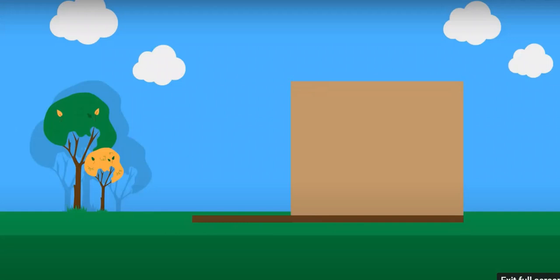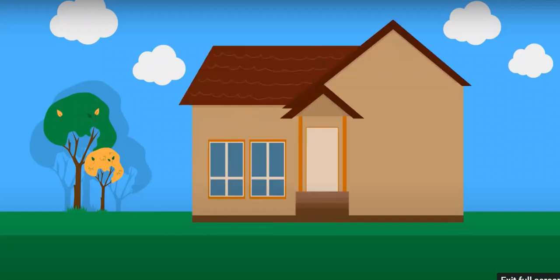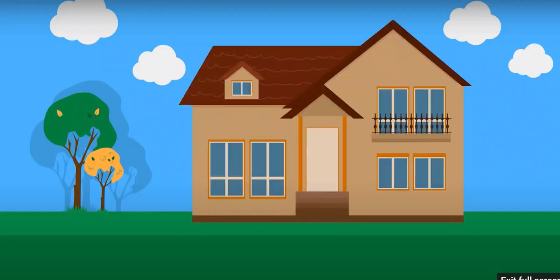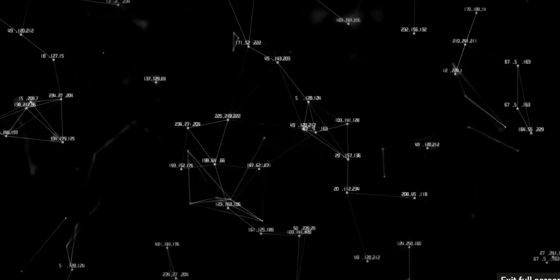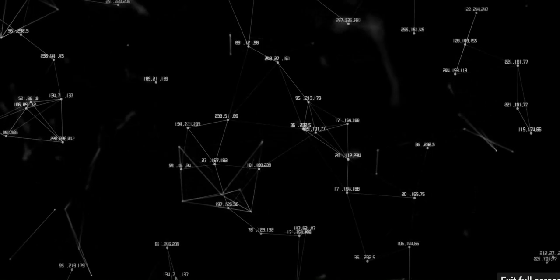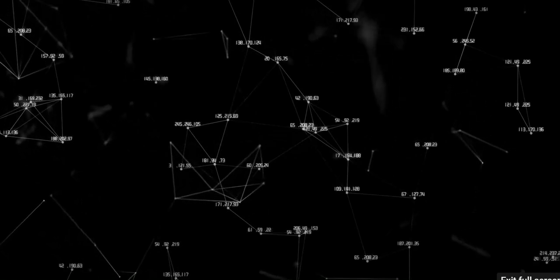Think of an IP address as similar to your house address. Without it, no one would be able to find you and send you mail. Now, let's discuss public and private IP addresses. Our IP address system has a limitation. There aren't enough IP addresses to cover all devices that need to connect to the internet.